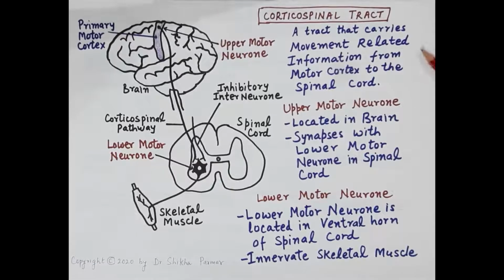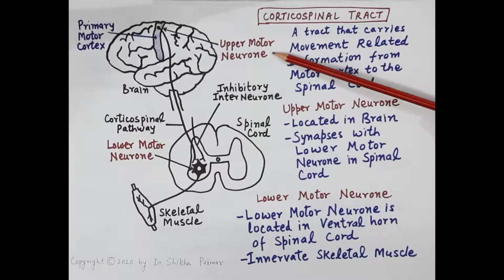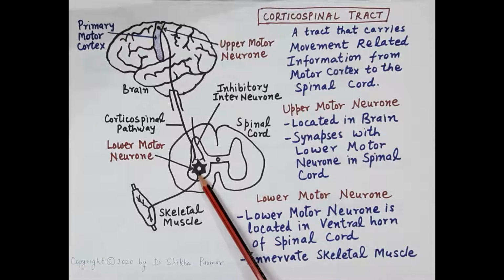So, it is a tract that carries movement-related information, that is, skeletal muscle movement-related information, from the primary motor cortex to the spinal cord. And this corticospinal tract is constituted of the upper motor neuron. The upper motor neuron, as we have already seen, is located in the brain, in the primary motor cortex, and it synapses with the lower motor neuron in the spinal cord. The lower motor neuron is located in the ventral horn of the spinal cord, and it innervates the skeletal muscle.